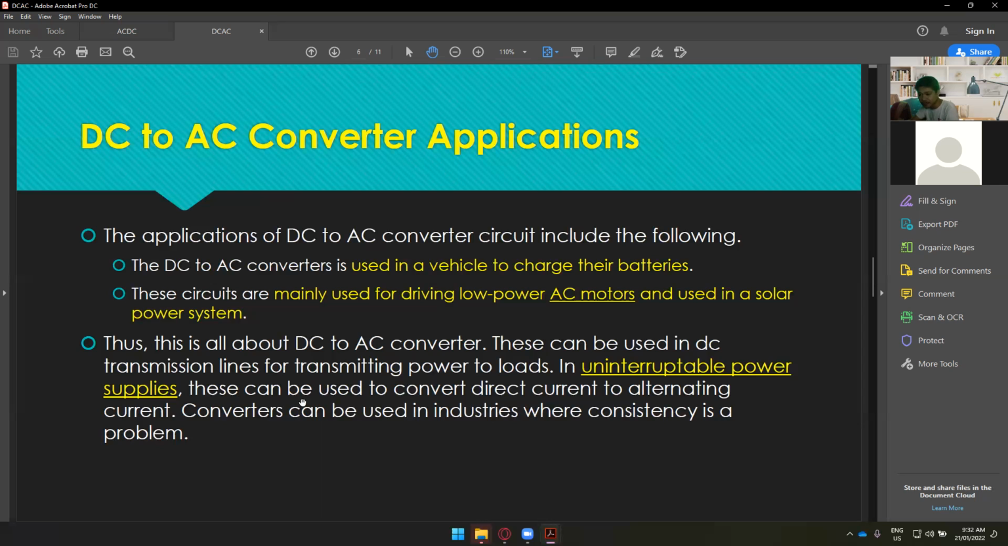So this can be used to convert direct current to alternating current, and converters can be used in industries where consistency is the problem. Converters can be used in industries where consistency is a problem. If in your area the consistency of AC is a problem, like if you really need a consistent value of, let's say, negative 220 to 220, you can come up with your own machine or your own converter.